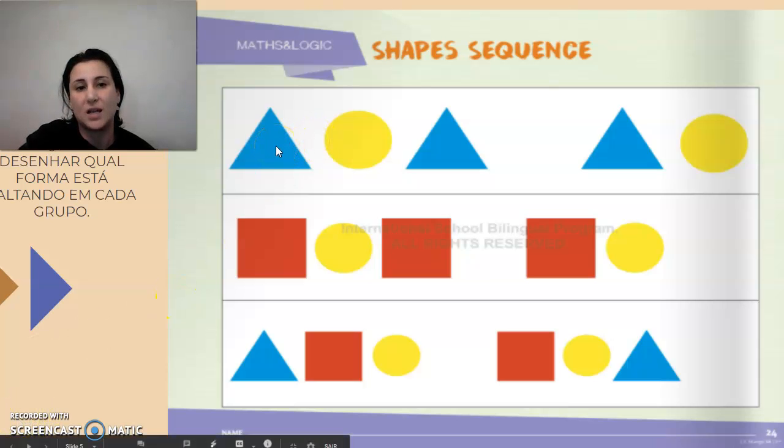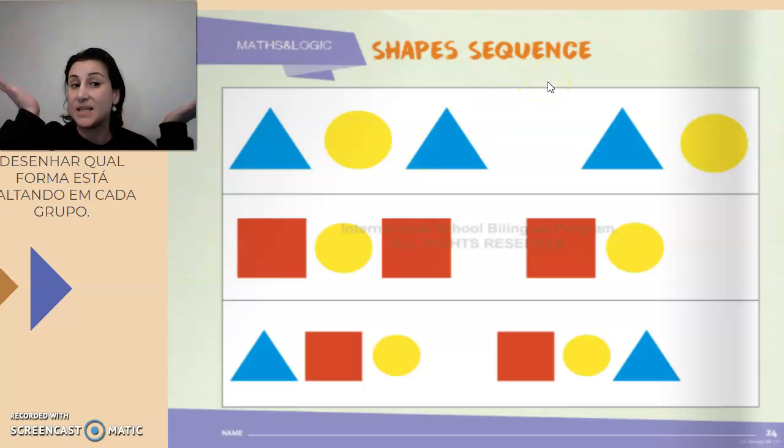Blue triangle, yellow circle. Blue triangle, something is missing. Blue triangle, yellow circle. What shape is missing in here? And what color?